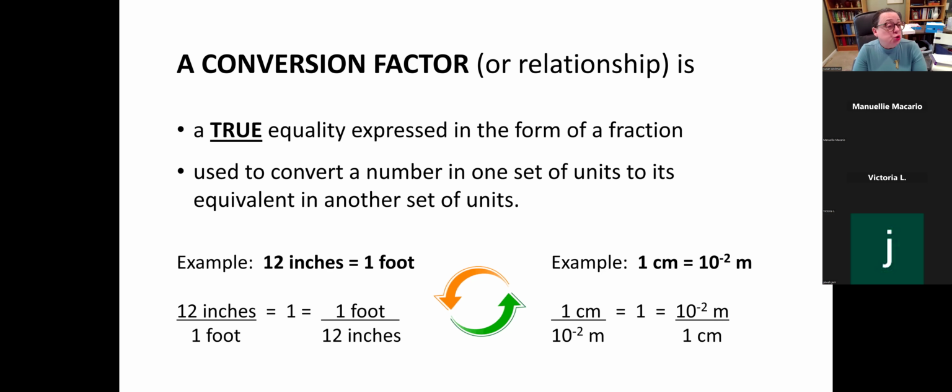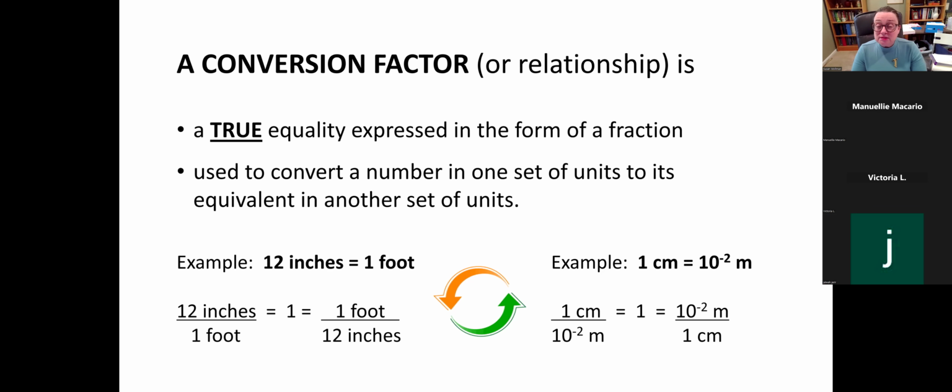All right, so we've got two examples down at the bottom of our slide right now. One is our horrible American system of units, 12 inches equals a foot, and the other one is our beautiful metric system. 1 centimeter equals 10 to the minus 2 meters. Both of those are true. Both of those are definitions, which means the numbers in both of them are exact numbers.